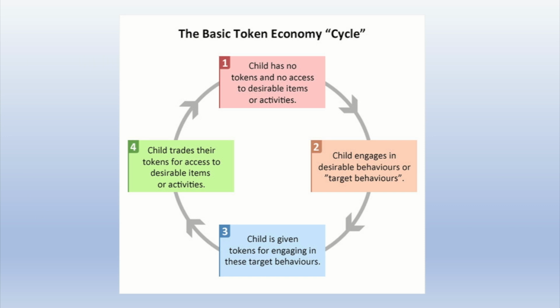So you can see here, this is based on a sort of child's example. The child has no access to tokens. Therefore, if they engage in desirable behaviours, they're given a token and they can trade it in for certain things. So it's a little bit like when you're younger, you might have had a star chart, and when you get 100 stars, you can then exchange that for something else that you actually want.